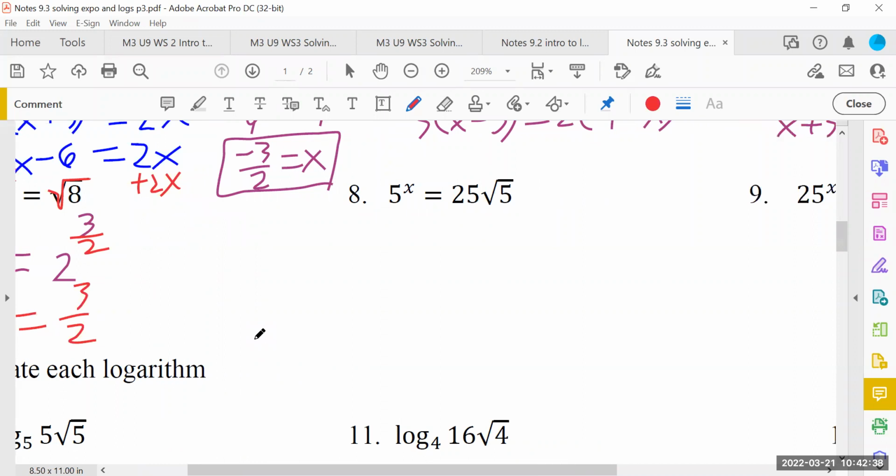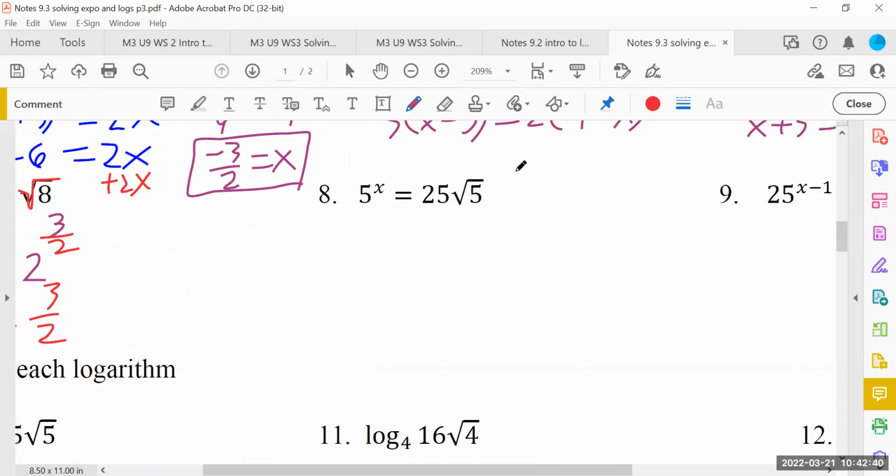Number 8, this is as hard as these are going to get. These are all 5 to a power. This is 5 to the x power. 25 is 5 squared, and the square root of 5 is 5 to the 1/2 power. In order to solve this, you need another exponent rule that we haven't used yet. You've used it before, but not today.